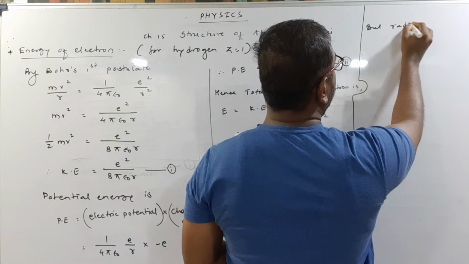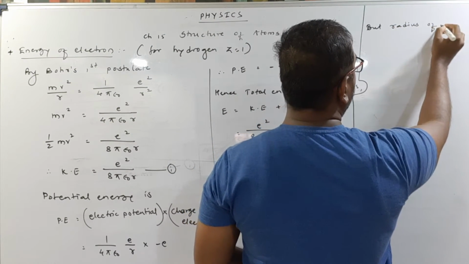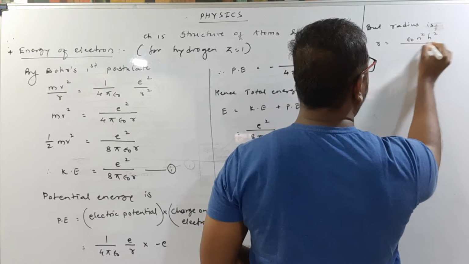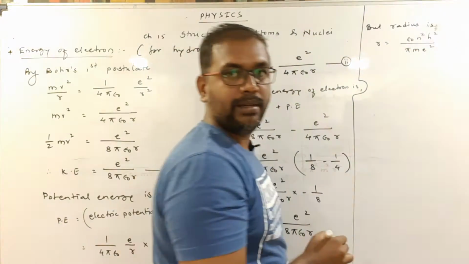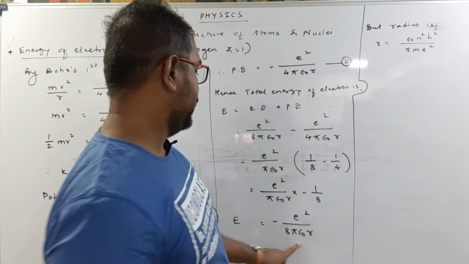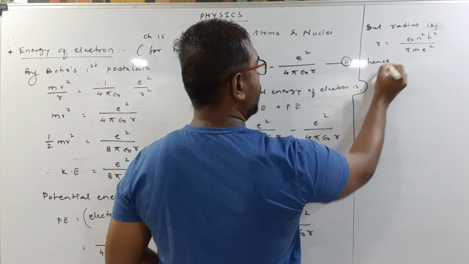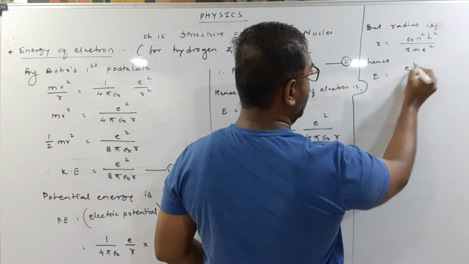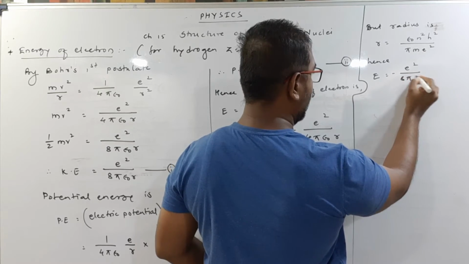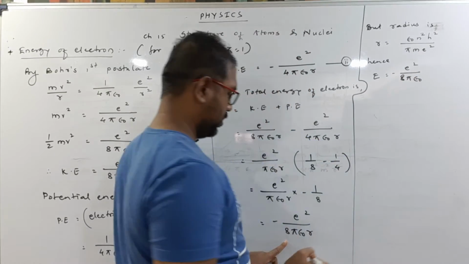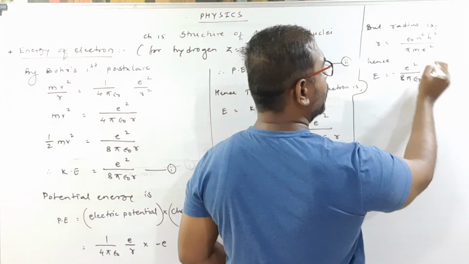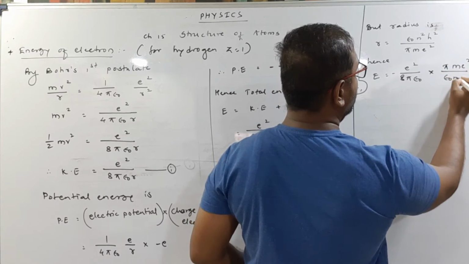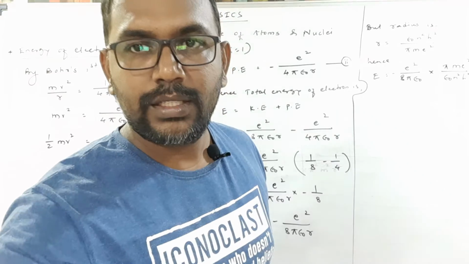The radius of Bohr's orbit, I write: r is equal to epsilon 0 n square h square divided by pi m e square. So this is the formula of radius that we have to write here. Hence, E is equal to minus e square divided by 8 pi epsilon 0, and this 1 by r, I can write it here, pi m e square divided by epsilon 0 n square h square. So I think this is visible.